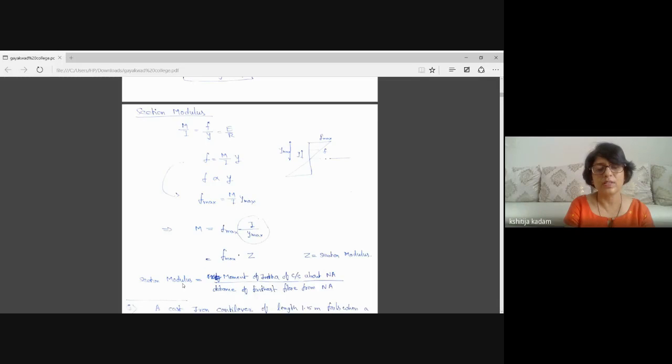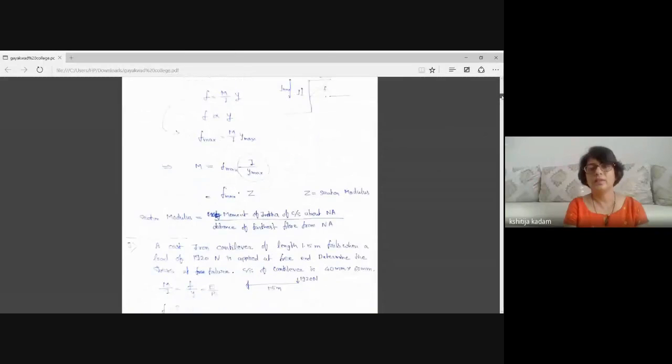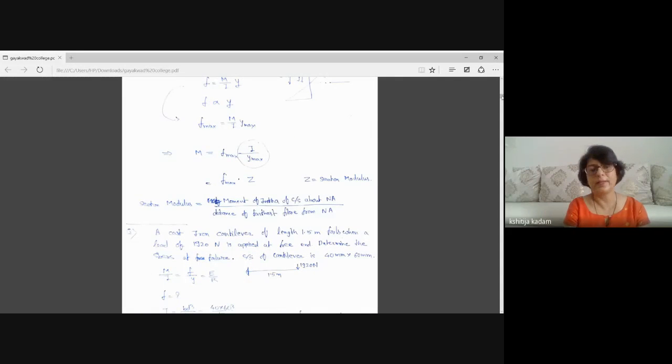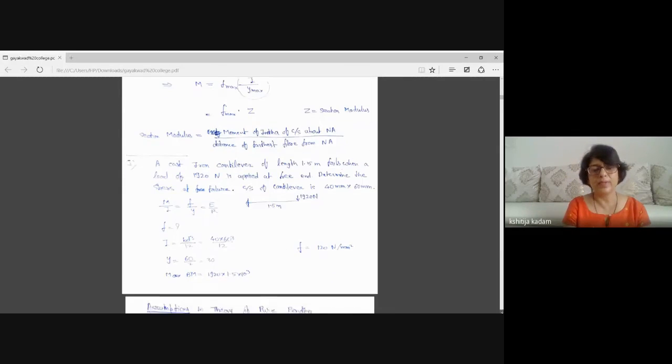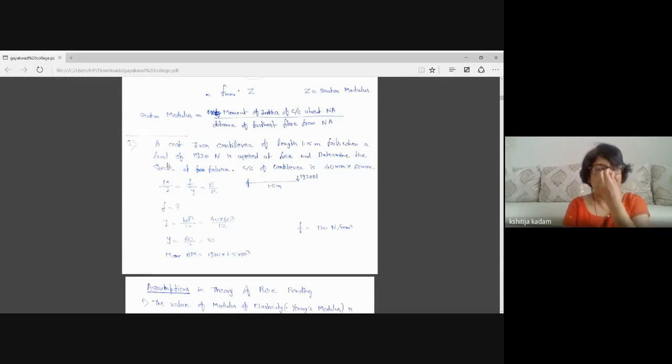What is sectional modulus? If I want to write the formula, moment of inertia of cross section about neutral axis divided by the distance of the farthest fiber from neutral axis. Right? So using this we can solve few questions. I'm giving you a very small question here. Just quickly go through this because it is just like 2 marks question.